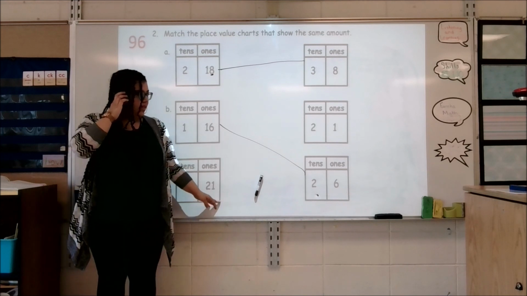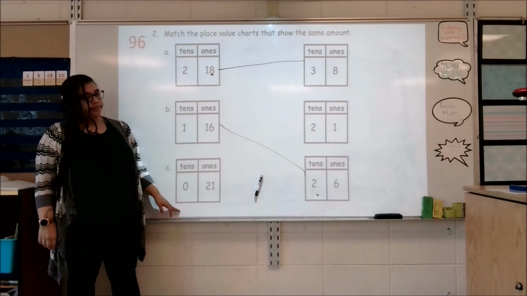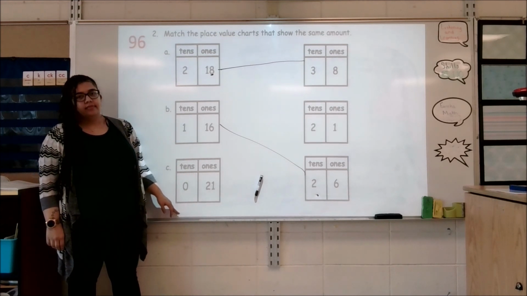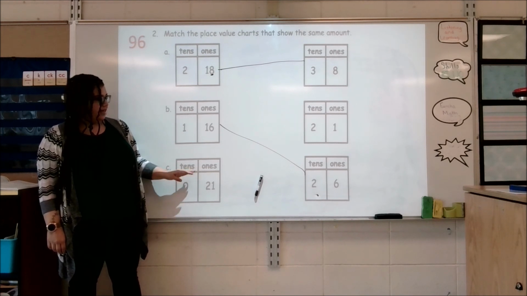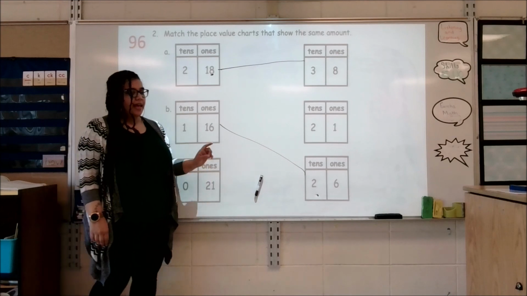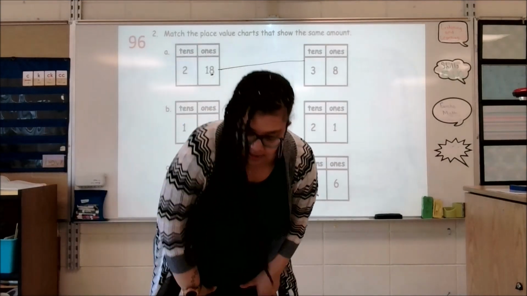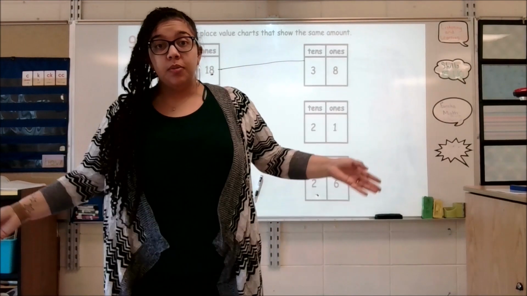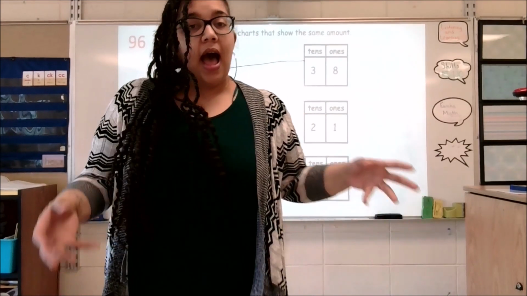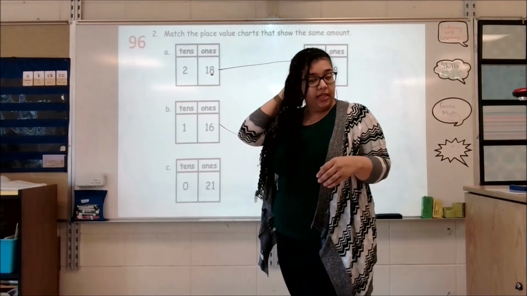What about this? Read this. What does this say right now? Zero 10s and 21 ones. If I have 21 ones, 21 loose pieces all over the place, how can I bundle them together?